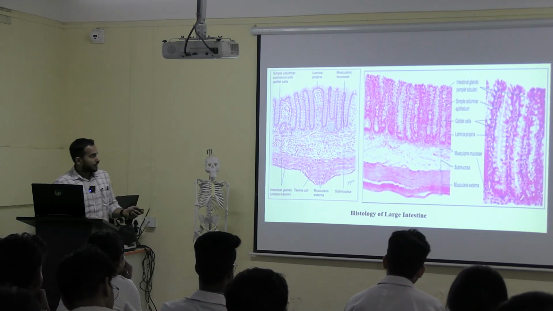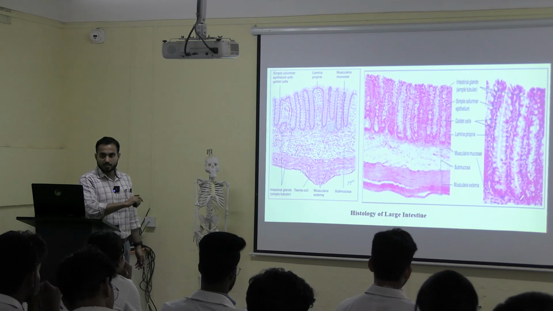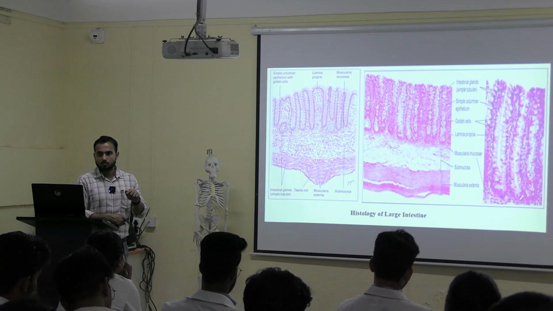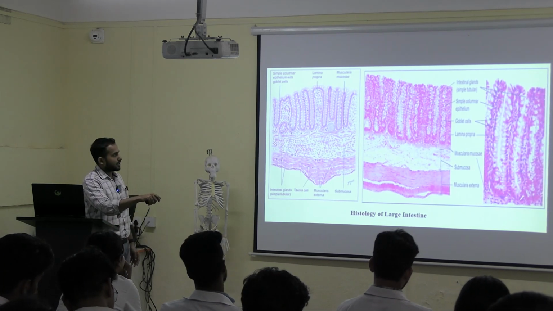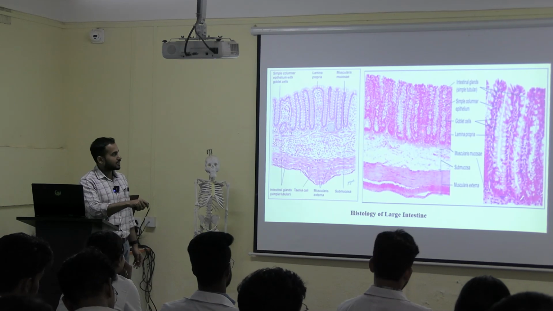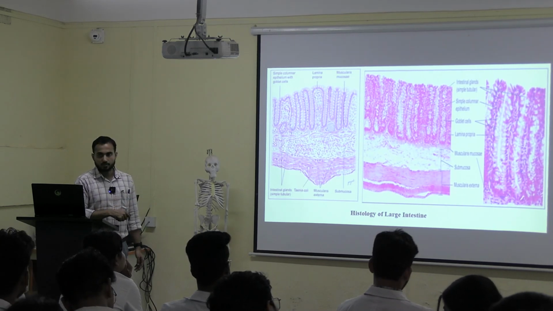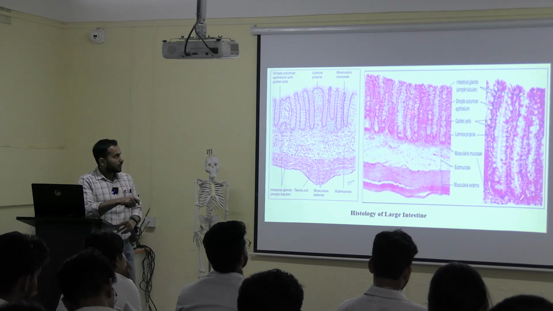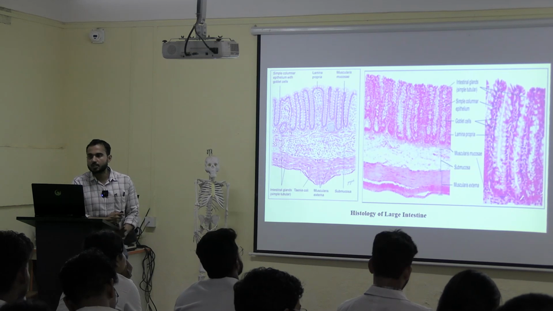So this is the schematic diagram which you have to draw. This is for the large intestine. And after that, in a bracket, you have to write colon. Next, this particular image, the histological image of the large intestine, is under low magnification and this is under high magnification. Now, if you see the histological image of the small intestine and large intestine, have you noticed one thing?